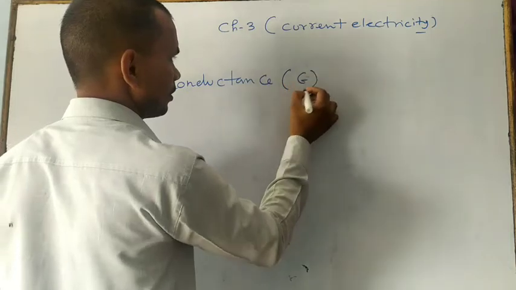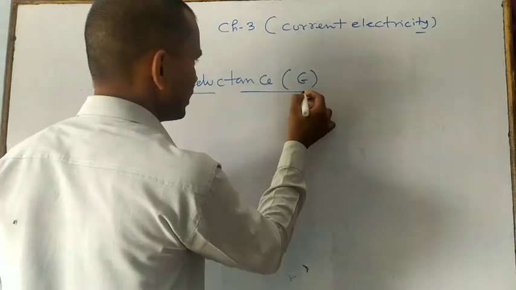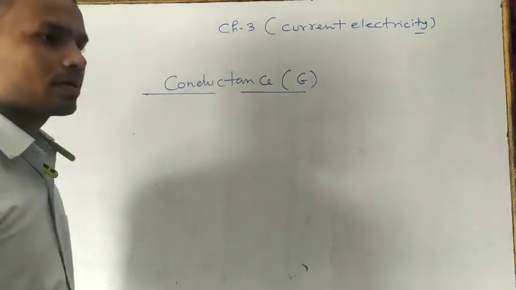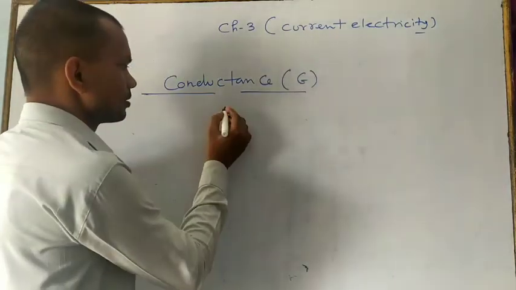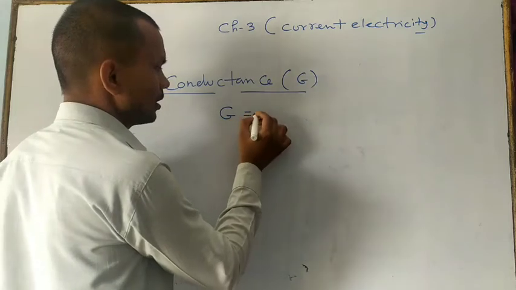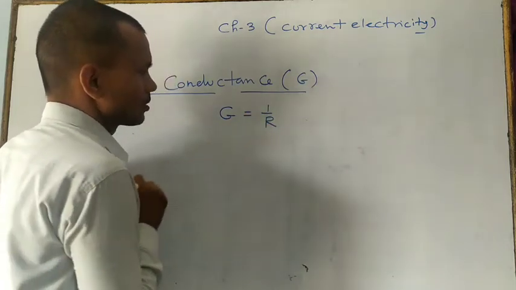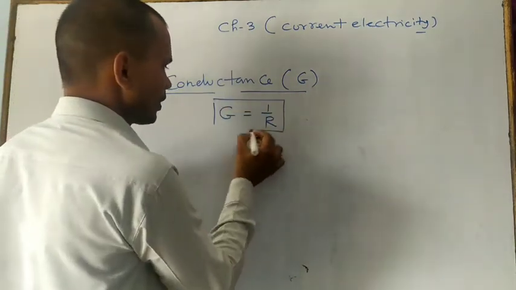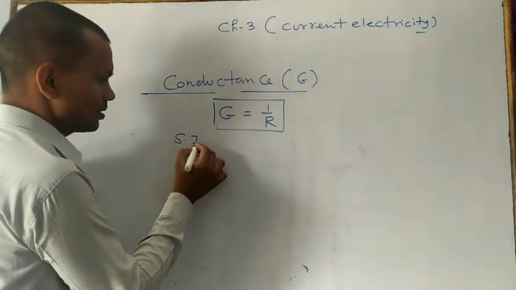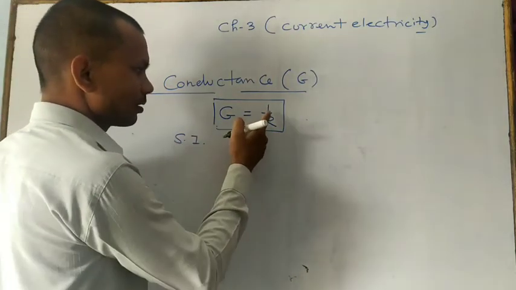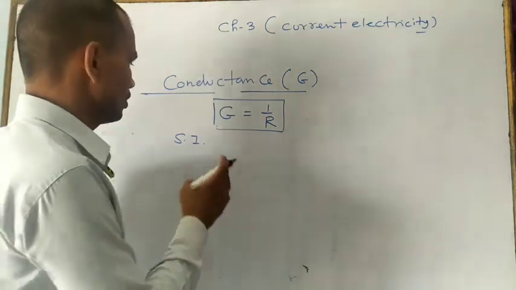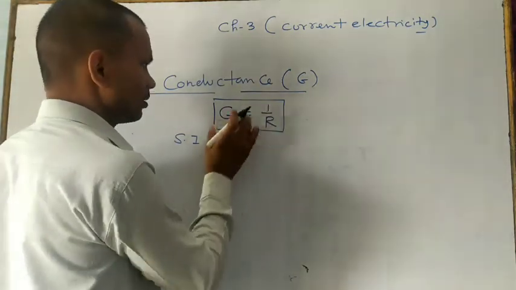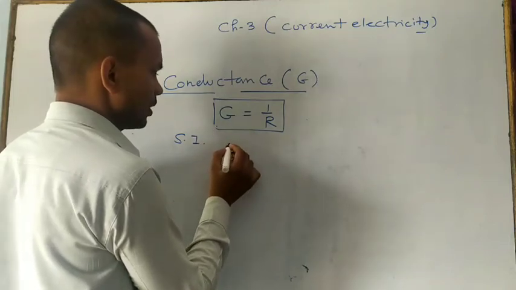Conductance is represented by G, and simply this is the reciprocal of the resistance. Means conductance G is the reciprocal of resistance, right? This is the simple meaning. And the SI unit of this conductance, what is it? SI unit of the resistance, you know that this is the ohm. So the SI unit of this conductance, what is it?